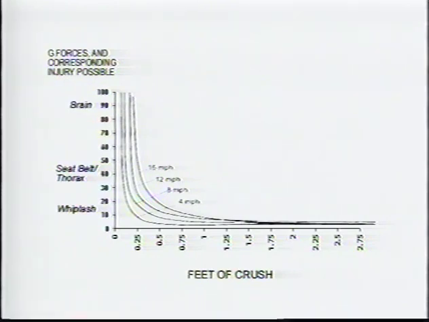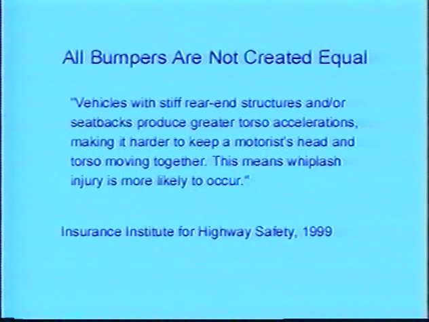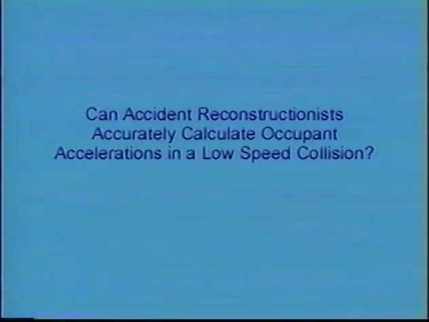damage. Robbins wrote that a stiffer vehicle will bounce in response to a crash rather than absorb the energy of an impact. This chart by Robbins shows that the less a vehicle is crushed during a rear-end collision, the higher the acceleration the car experiences. The concept is acknowledged by the Insurance Institute for Highway Safety when they wrote, "Vehicles with stiff rear-end structures and/or seatbacks produce greater torso accelerations, making it harder to keep a motorist's head and torso moving together. This means whiplash injury is more likely to occur."